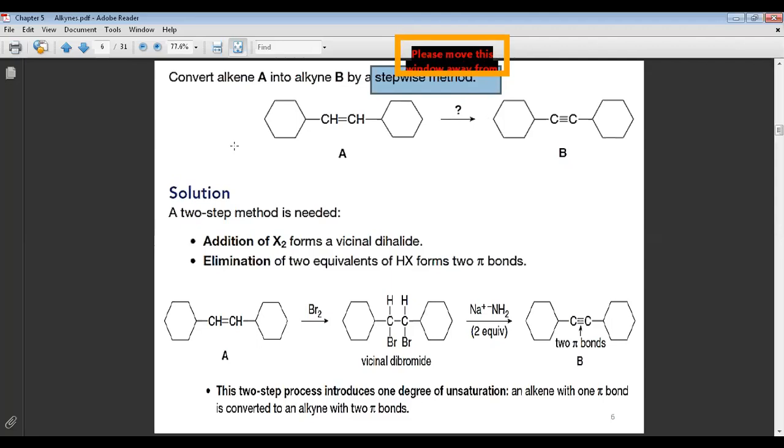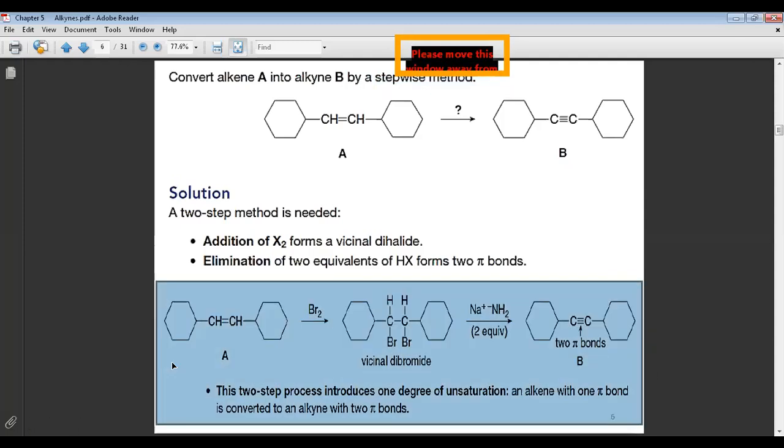In the exam, students, if I say prepare this compound by using a stepwise method, you know what stepwise method means: more than one step. For this example there are 2 steps. This is step number 1 and this is step number 2 for this reaction.